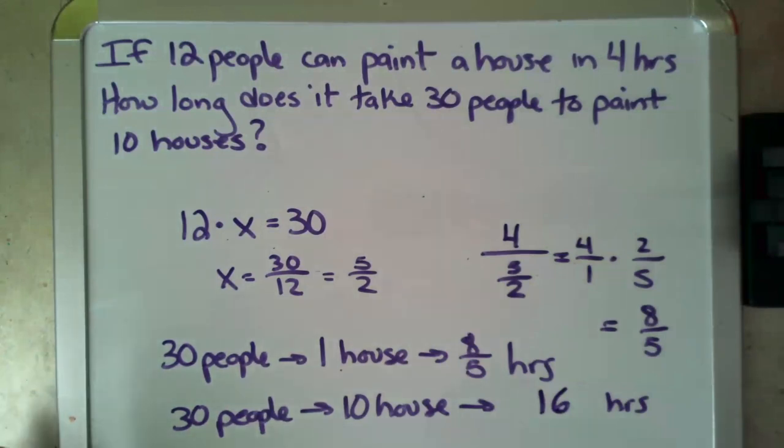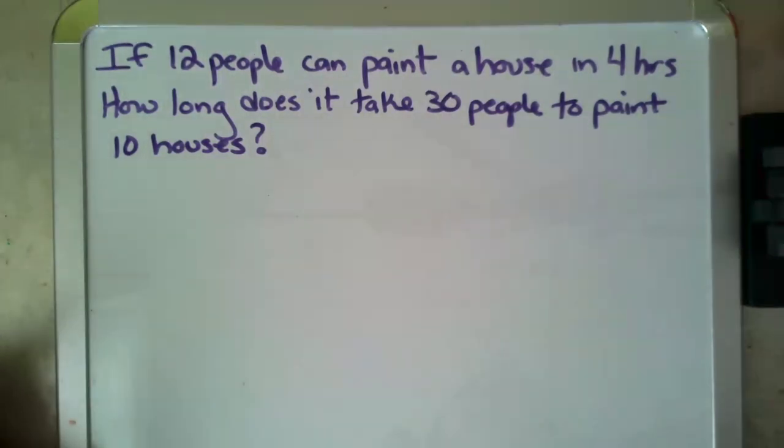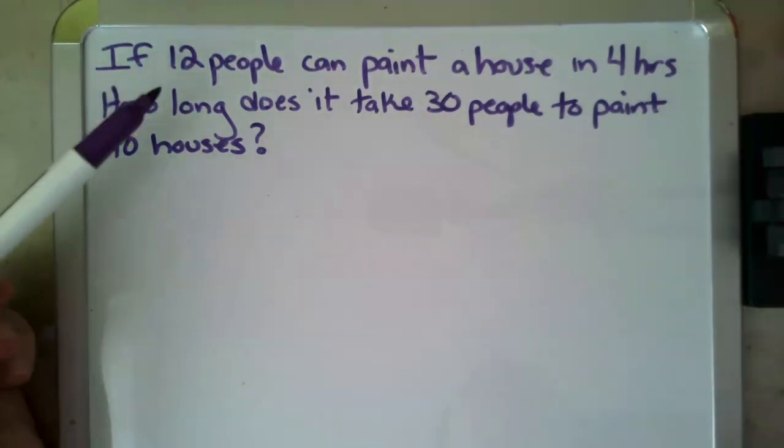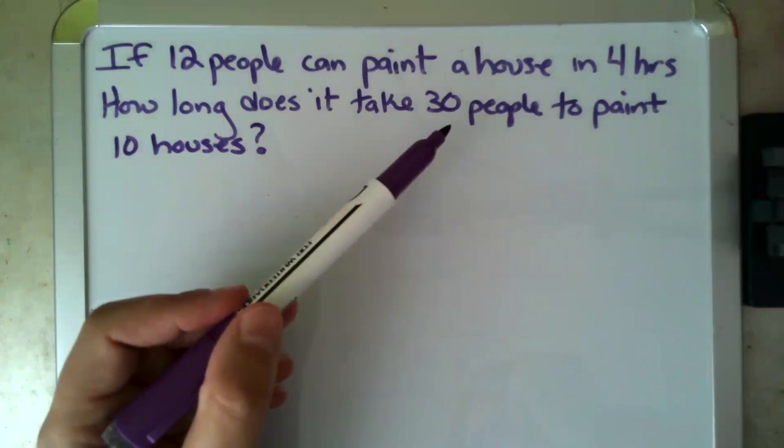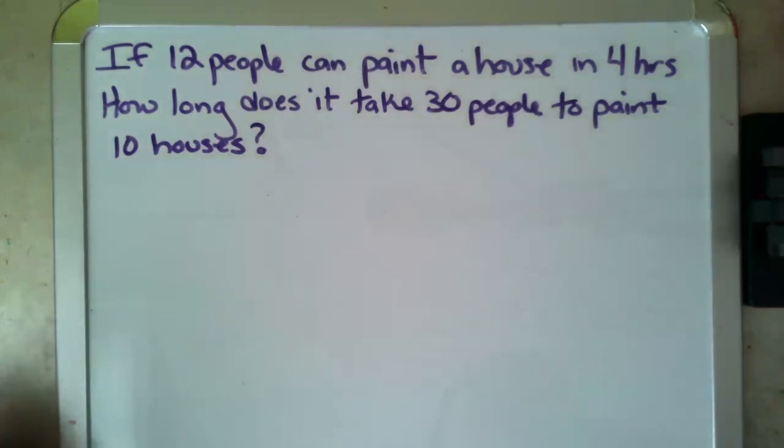So I think that's the fastest way through, but I can show you some other ways through as well. Another way to start this would be to say, well, let's see what one person can do, how long it would take one person. Then I can change that to 30 people, then I can change that to 10 houses.